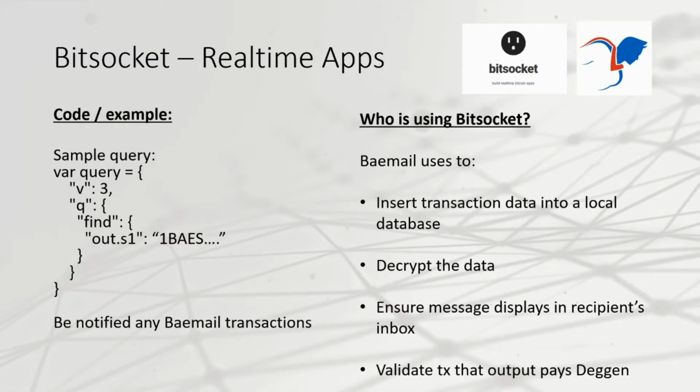Here's a code example of it. Very simple. You could just listen for all Bay mail transactions. A person who is using it is Bay mail. As soon as a Bay mail is sent, they insert that data into a local database, they decrypt it, and they ensure that the message displays in the recipient's inbox. Degan also validates that he's getting a payment. Because he has all the transaction details that he wants, he can just validate: oh, I got the output to myself. Okay, this is a valid Bay mail.